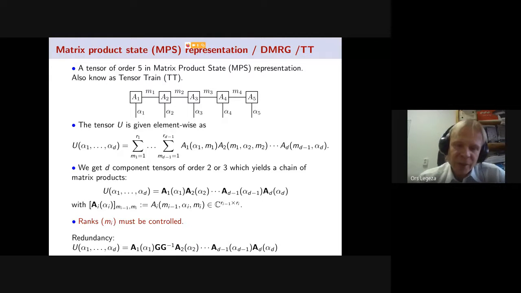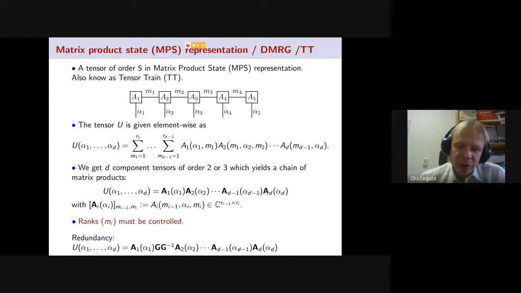So the simplest representation is just the matrix product state of DMRG, or in the mathematics community called tensor train, which is nothing else but a product of matrices, so that the U tensor is just factorized as a product of matrices. And if we just write this out, then we basically obtain nothing else but a different representation of the original matrix or tensor if we don't have any truncation.